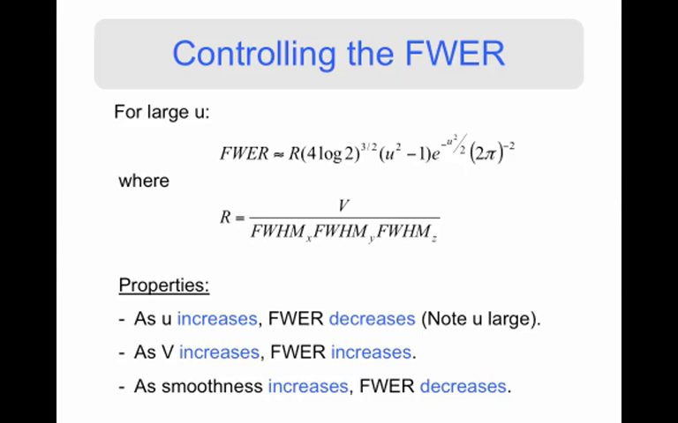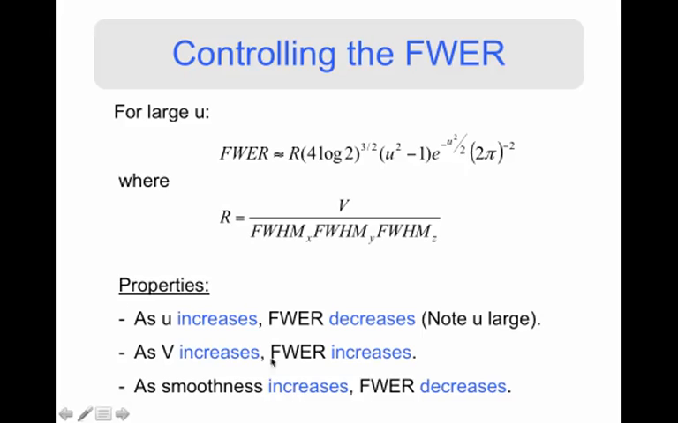Similarly, as V increases, so the number of voxels over which we perform tests increases, the family-wise error rate will increase as well, because R becomes bigger, and as R becomes bigger, so does the family-wise error rate. So basically, the more voxels we compare over, the bigger the family-wise error rate. That's also a reasonable property.